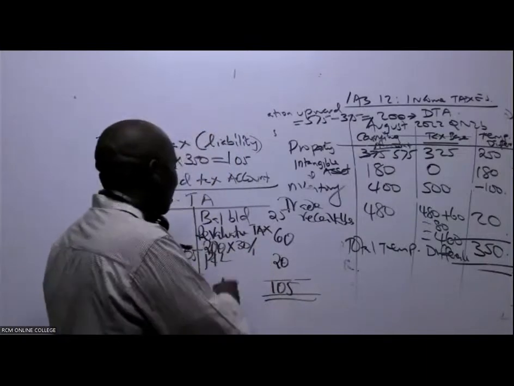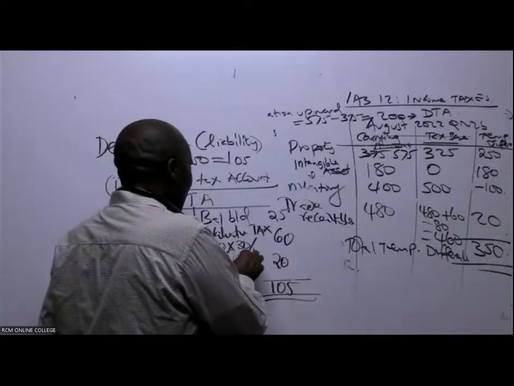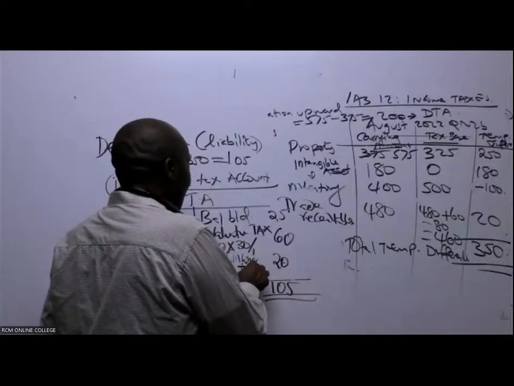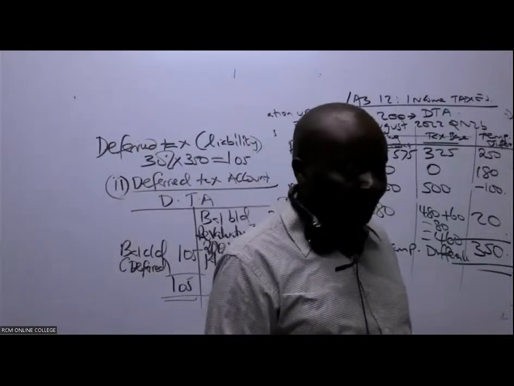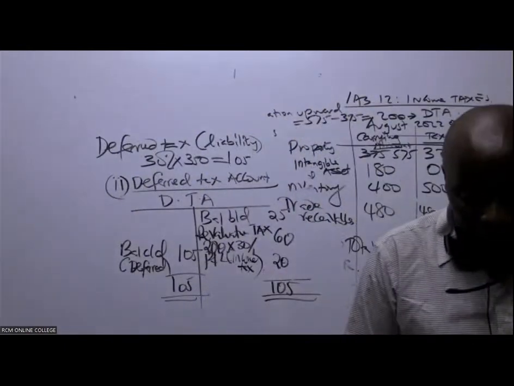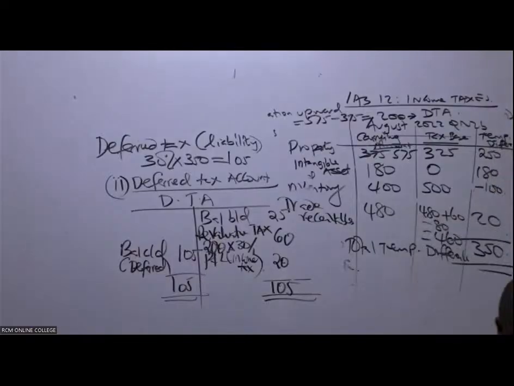So this P and the L is the income tax, the annual income tax. The annual income tax. Annual income tax. All right, ladies and gentlemen. So that is it.